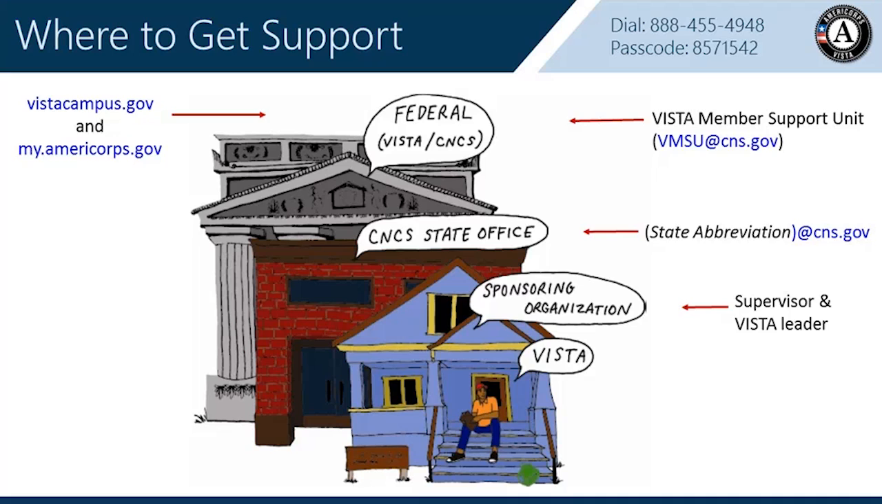That way, throughout your service year, you'll be able to reach out and connect to those who can help you. You can manage your own support by taking time to navigate the Vista campus and also looking through My AmeriCorps so that you're familiar with them and that you know where to go. And as I said earlier, when in doubt, contact the Vista Member Support Unit. We fondly call them the VMSU, and you do that by calling the National Service Hotline.